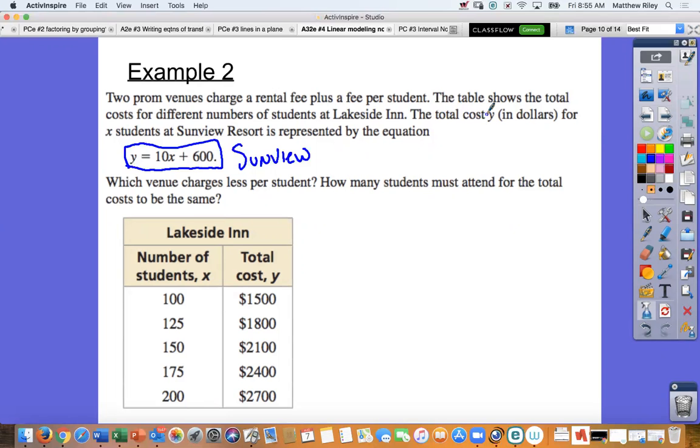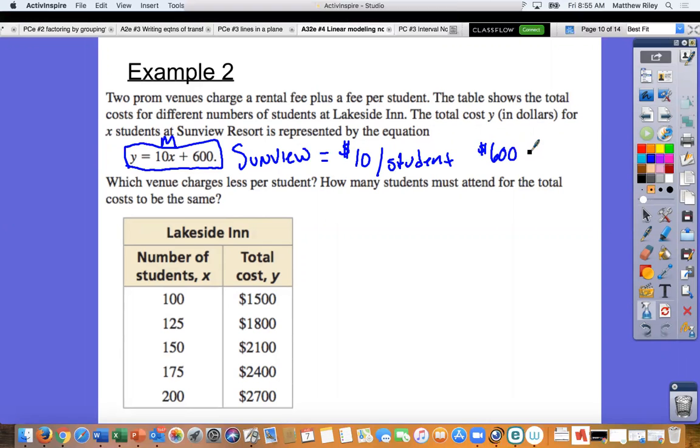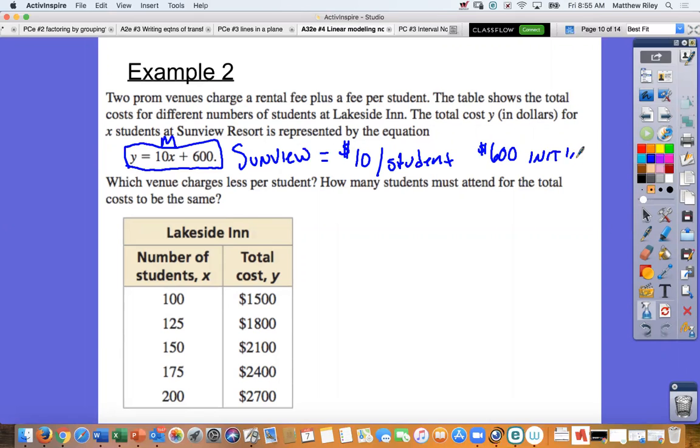The total cost in dollars for X students. So my cost is $10 per student plus 600. So back to this, my slope is the cost per student, and the 600 is the initial fee. So everything we know about Sunview is it is $10 per student and my initial cost is $600, or my y-intercept.